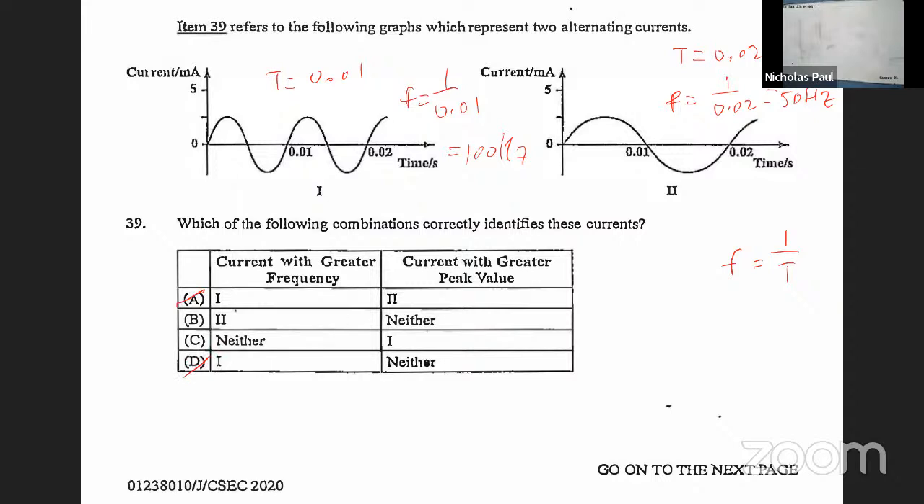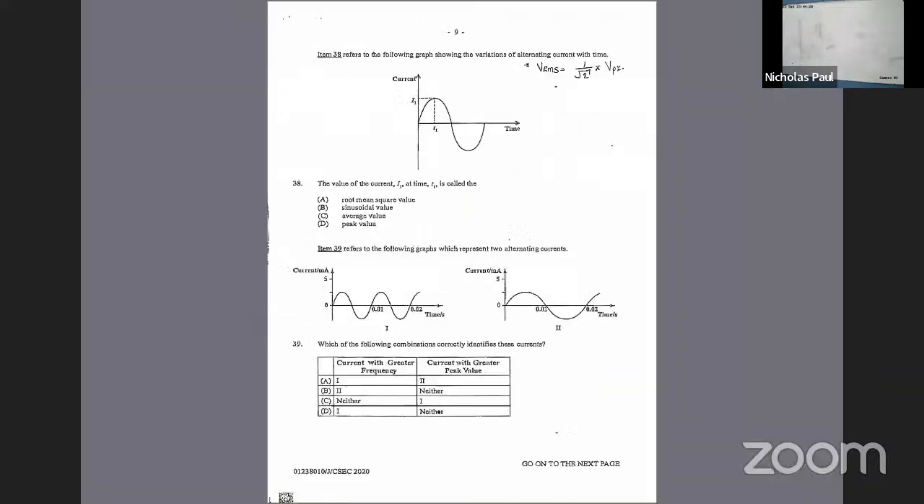And which of them has the greater peak value? Keshav? None. So the answer is D, because they both have the same peak value, 2.5. Okay. Next one.